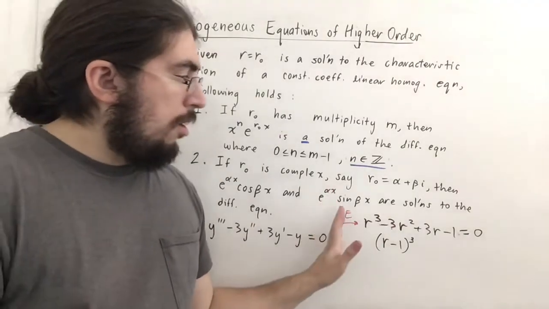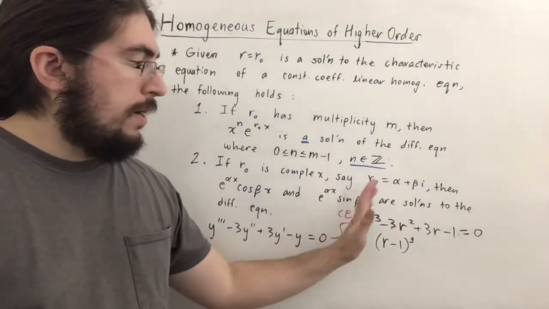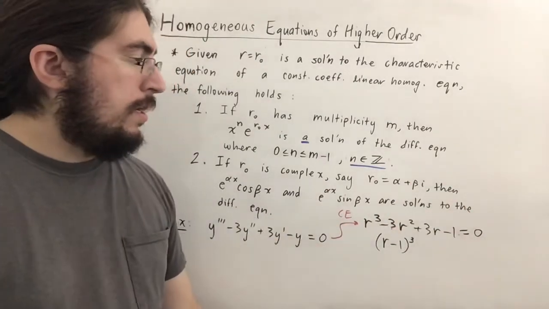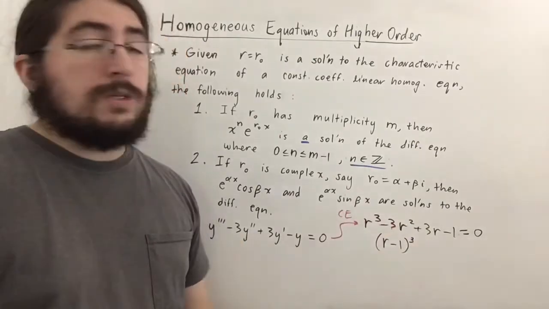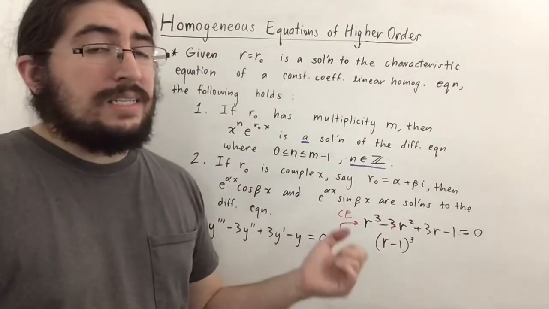Well, if you replace all of the r to the powers of 1s, you get 1 minus 3 plus 3 minus 1. Now clearly, -3 plus 3 is 0, they cancel out, and 1 minus 1 also cancels out. So r equals 1 is indeed a solution.